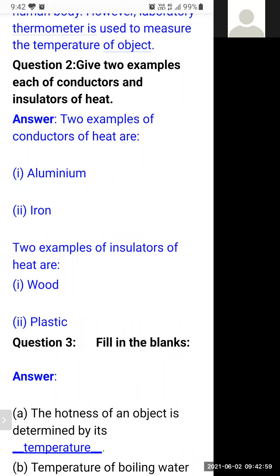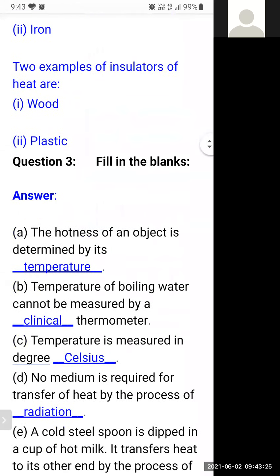These are the materials which do not allow heat to pass through them, that are known as insulators, or you can say poor conductors. So students, you also remember the definition. Definition can be asked. Okay. So we have done this while we are explaining the chapter. So you have to remember the definition also.